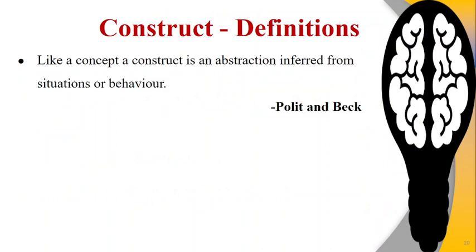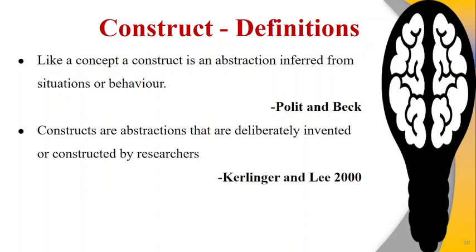Now let us see the definition according to Pollitt and Beck. A construct is an abstraction inferred from situations or behavior. So the key word which I would like to highlight in this definition is it is an abstraction, abstract level of concept. Okay, and according to Kerlinger and Lee in the year 2000, they have defined constructs are abstractions which may be deliberately invented or constructed by researchers. I would like to comment on this because it is a deliberately invented word which I put in the nursing theory or which I put in nursing research. Invented word. Okay, so I will give you an example in the later slides for a theory.